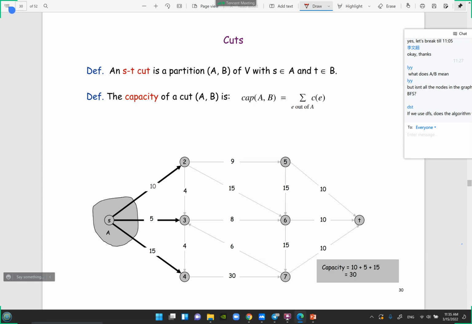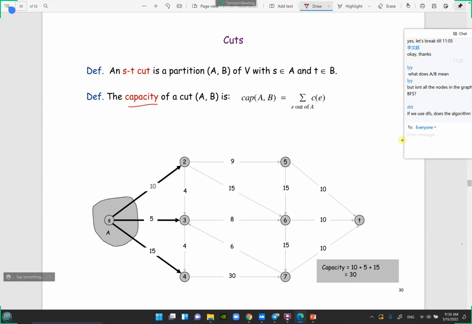Now a cut is simply a partition of this entire set of nodes into two parts, A and B. For example here, we have this part A, which only has the single node S in it, and B is all of the other nodes. So this is a partition of the graph into two parts, A and B. And now this cut has a capacity. The capacity is the sum of all of the edges which go out from A into B.